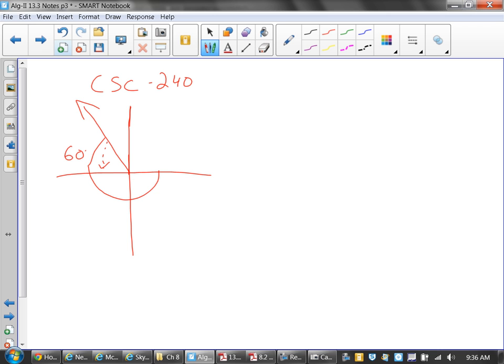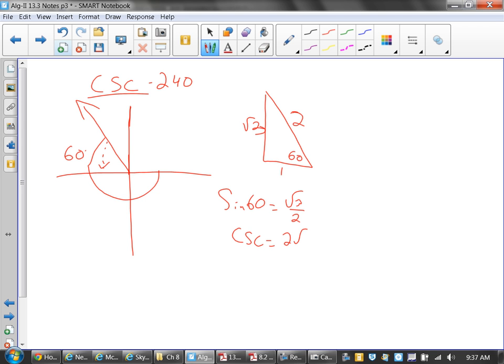So I'm looking at, again, a 60-degree angle, and I'm looking at cosecant. Cosecant is the inverse of sine. So if you want to draw this out as a 60, sine of 60 is root 3 over 2. Therefore, the cosecant of 60 is 2 over root 3, which is 2 root 3 over 3. Very good.